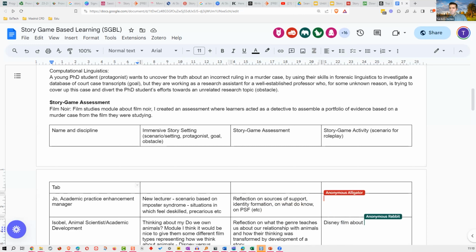So, Antonella, you have a question about what type of skills students will demonstrate by engaging in this assessment? Yes, please. I read the story game assessment, and I'm interested to know what type of skills or knowledge you want them to demonstrate. Okay, and are you talking about the example assessment that I gave just now, or the one about the film noir? The one about the film noir. Okay.